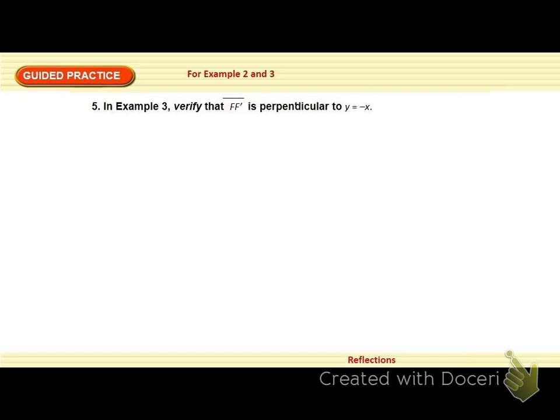This next example, in example 3, verify that f prime is perpendicular to y equals negative x. That's not too tough. I mean, the slope here for y equals negative x is negative 1. We know that opposite reciprocal slopes are perpendicular to each other. So all we got to do is come up with the slope for f prime.